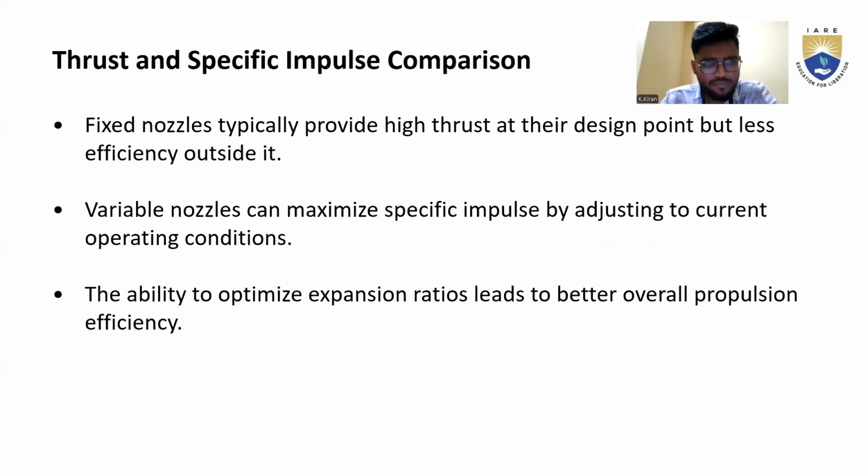Now, thrust and specific impulse comparison. Fixed nozzles typically provide high thrust, though with less efficiency, and variable nozzles have better specific impulse by adjusting to the current operating conditions and applications also.